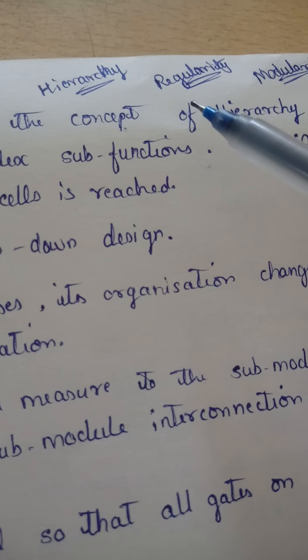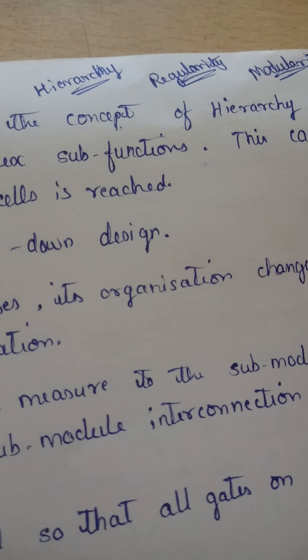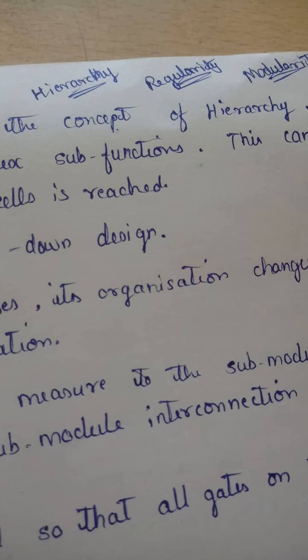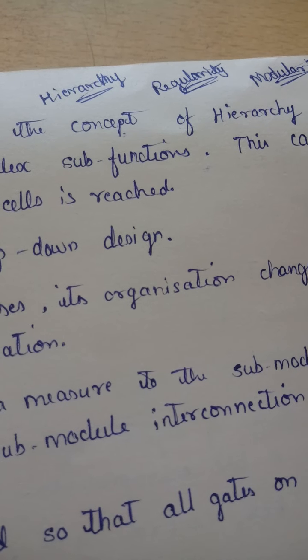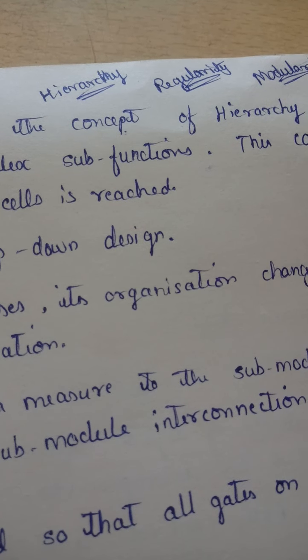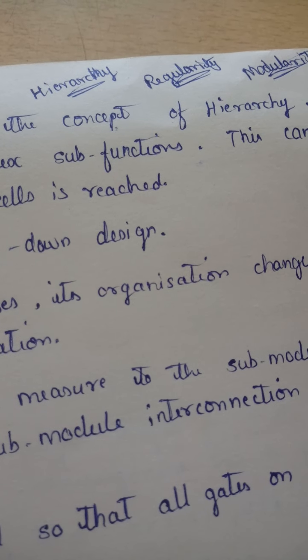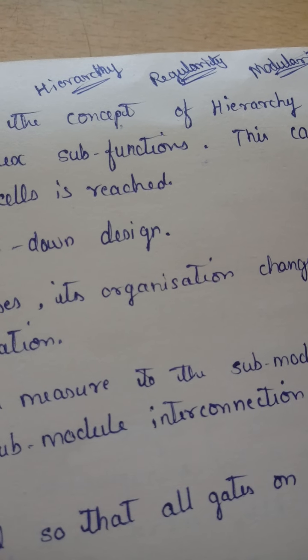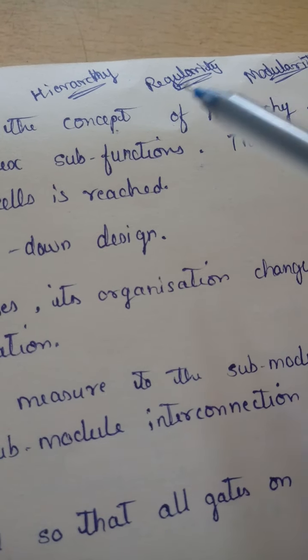Next you have something called regularity. So regularity means a hierarchical decomposition of a large system should result not only in simple but also similar blocks, as much as possible. And this regularity usually reduces the number of different modules that need to be designed and verified at all levels of abstraction. That is regularity.